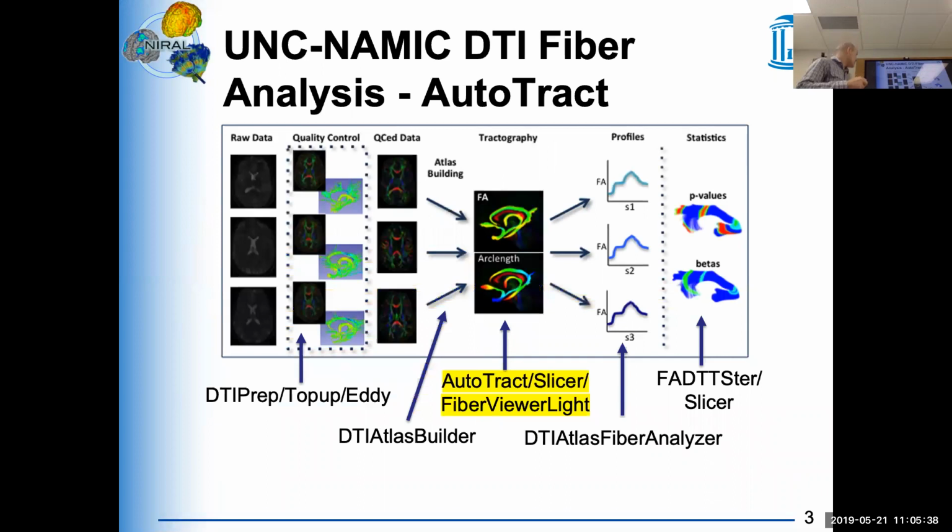This is again the overall diffusion analysis scheme that we have here. So we have some first quality control that's happening. In our case, we're building an atlas, and that's what we talked about last time. And then the atlas gets into an automatic tractography so that we get the best tracts as a reference of analysis on that atlas, and then extract profiles from those tracts and analyze those profiles in FADTTSter.